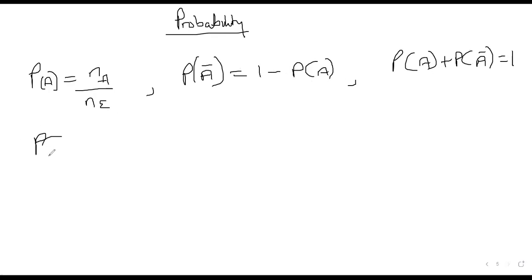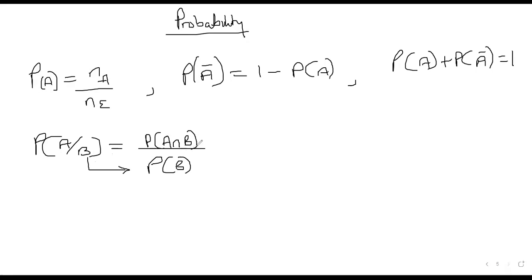You go to Bayes' theorem. Bayes' theorem simply states that A given B: you bring down B here, and on top we have A intersection B. You can expand this by cross multiplying. So A given B, if you multiply it by B itself, you get the intersection of A and B.